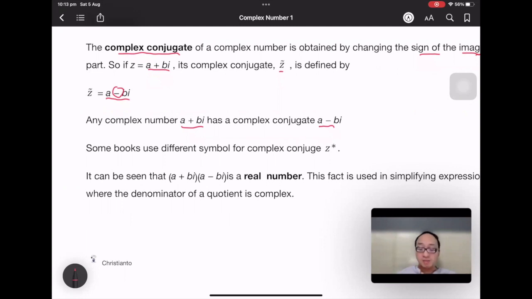Some books have different symbols for the complex conjugate. We have z, so some books will use this symbol, and other books maybe will use this symbol, but they are equivalent. But commonly, most of the books use this symbol.